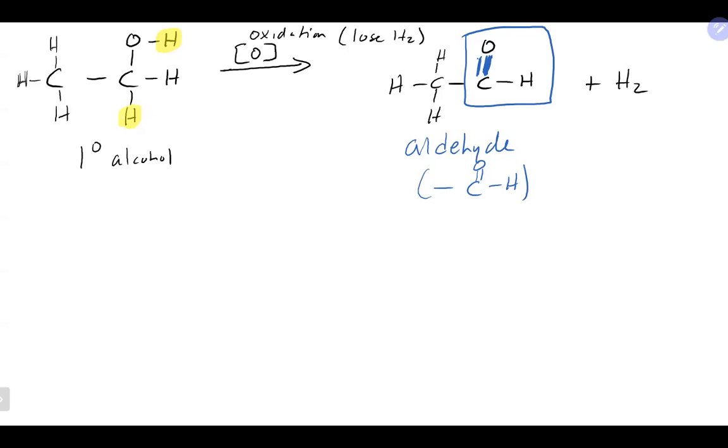By the way, the reduction reaction is the opposite. It goes that way. In the reduction reaction, the hydrogen goes here, hydrogen goes here, and the double bond goes away. So it's really the opposite. So you could add hydrogen to an aldehyde and you will get back an alcohol. But in this case, the alcohol will be oxidized to an aldehyde. Any questions on that there?